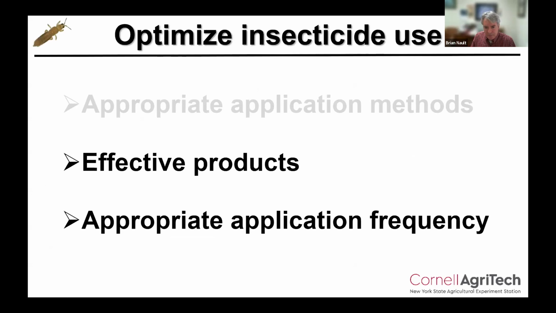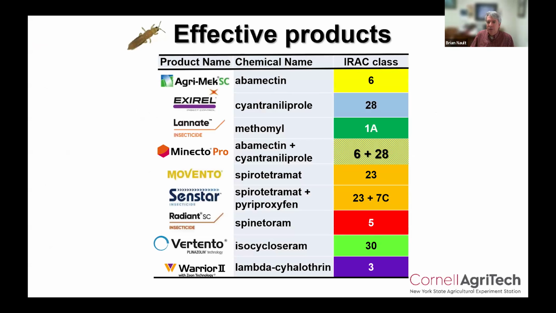Effective products. Use an effective product. Now, you may say, well, yeah, Brian, I agree with 80% or 75% of these products, but Warrior certainly is not an effective product, and Lanate is an effective product. Well, when you combine the two, they can be effective. I'm going to talk a little bit more about tank mixes in a minute as well. But at any rate, here are some products that are commonly used. In most cases, they can be effective.